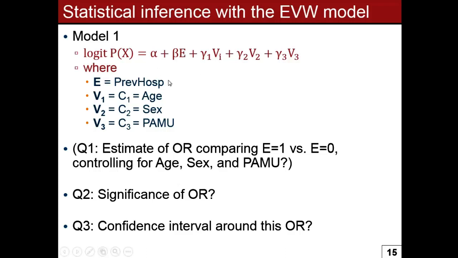Here's one model that we've shown already, the one that just controls for confounding on age, sex, and PAMU, and has no effect modification in it. 3 V terms, one beta times exposure term. There are 3 main things we generally care about with logistic regression. What is the odds ratio? What's the p-value associated with the null hypothesis that the odds ratio is 1? What's the significance of that test? And what's the confidence interval around the odds ratio?